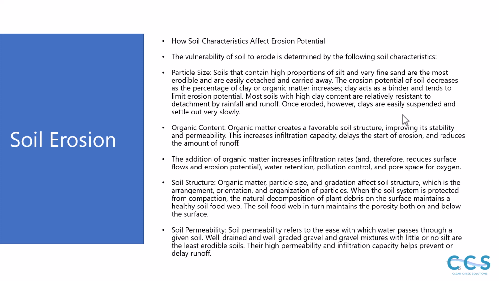Then there's organic content. Organic matter creates a favorable soil structure, improving its stability and permeability. This increases infiltration capacity, delays the start of erosion, and reduces the amount of runoff. The addition of organic matter increases infiltration rates and therefore reduces surface flow and erosion potential. Then the soil structure. Organic matter, particle size, and gradation affect soil structure, which is the arrangement, orientation, and organization of the particles. When the soil system is protected from compaction, the natural decomposition of plant debris on the surface maintains a healthy soil food web. The soil food web, in turn, maintains the porosity both on and below the surface.